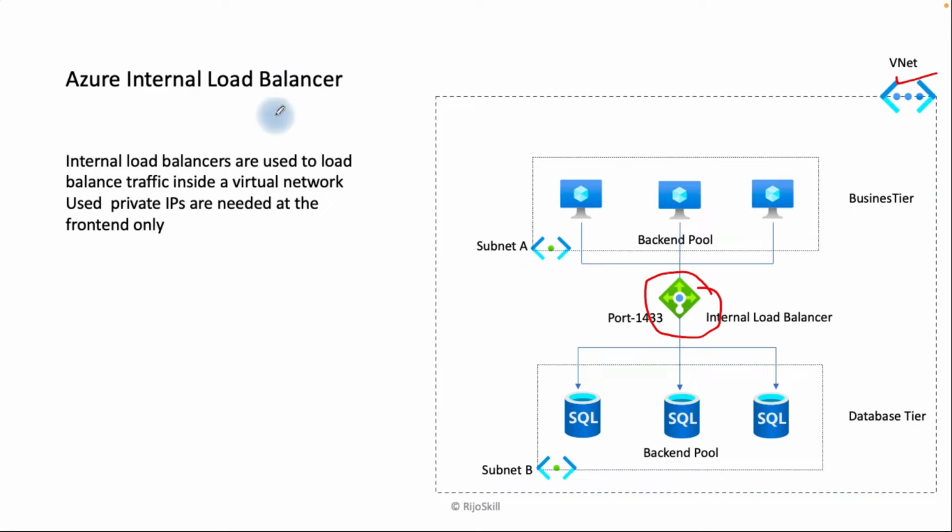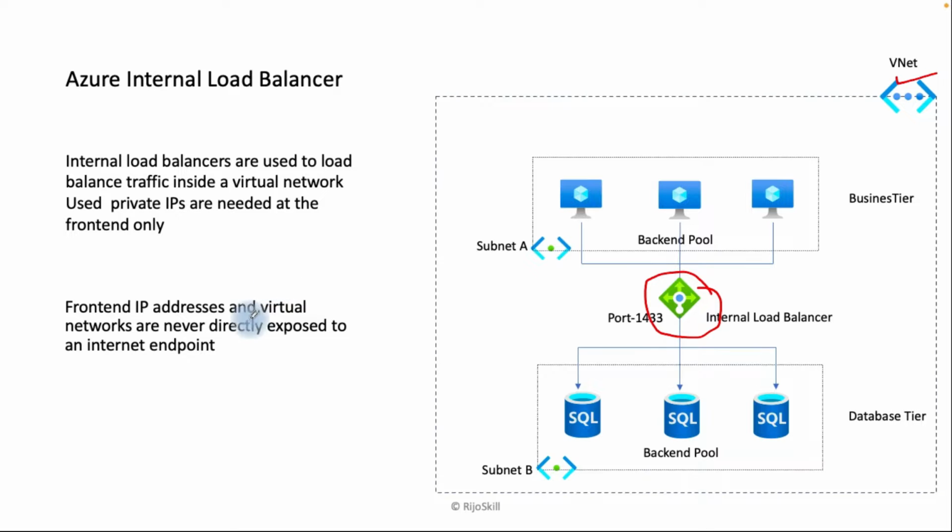Internal load balancers are used to balance traffic inside the virtual network. Here, inside the virtual network, the traffic will be managed using the internal load balancer. The front-end IP address and virtual network are never directly exposed to an internet endpoint. So now you understand the concept of the Azure internal load balancer. Internal load balancer is only connected to the internal private network. It is not connected to the outside public network.